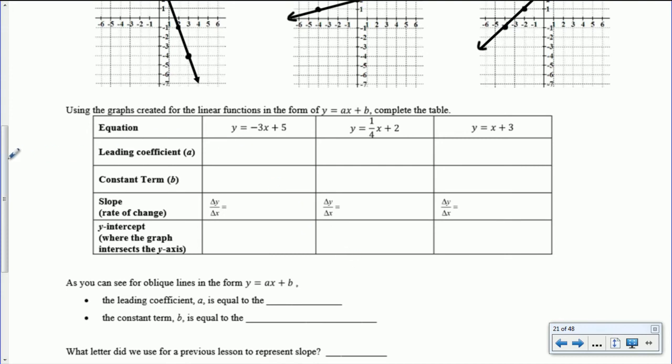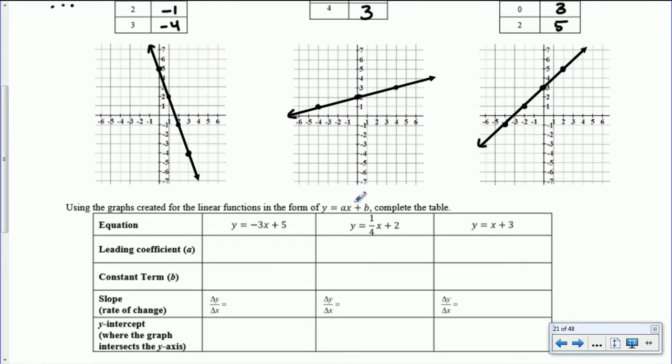Alright, so let's use the graphs created for the linear functions to complete the table. So this is our negative 3x plus 5. The leading coefficient is negative 3. The constant term is 5, positive 5. The slope: you can look at the graph, going from this point to this point we go 1, 2, 3 down and 1 right. So the slope is negative 3 over 1, or just negative 3. And the y-intercept happens where it crosses the y-axis, so that's 5.